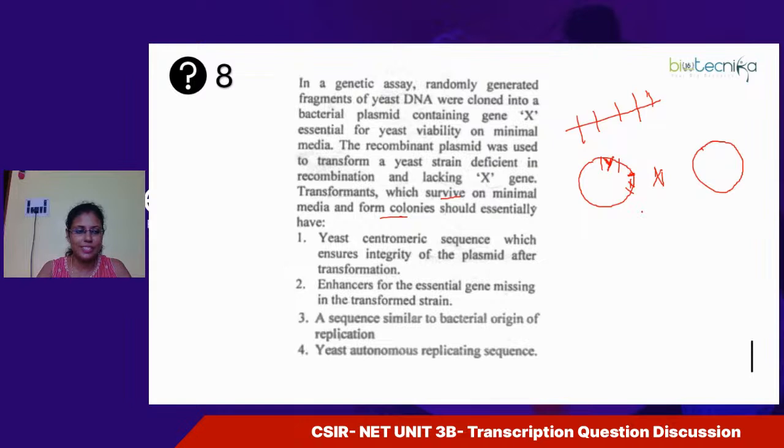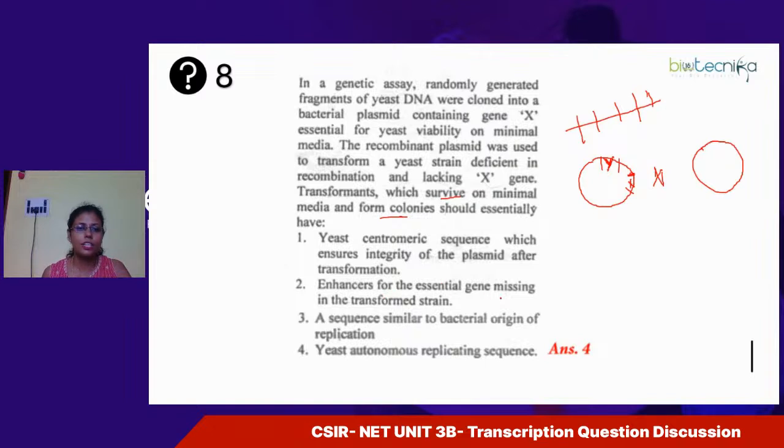Okay, so most of you are saying that it is centromeric fragment. Okay, Anchal is saying 4. The correct answer of this is option 4, not the centromeric sequence. The centromeric sequence is ensuring the integrity of the plasmid after transformation, but that is not causing the replication of this plasmid.